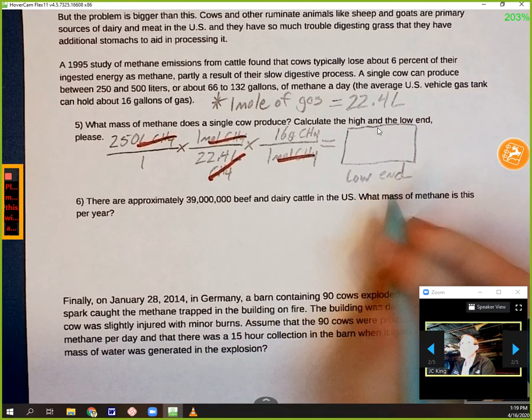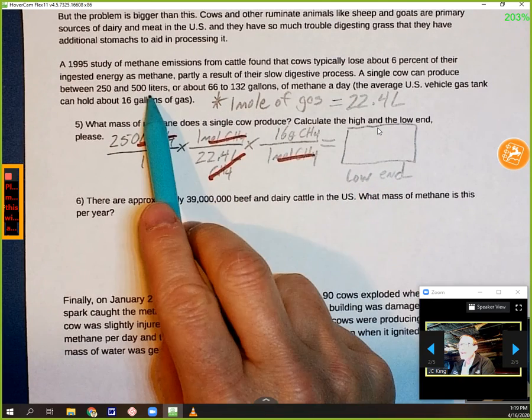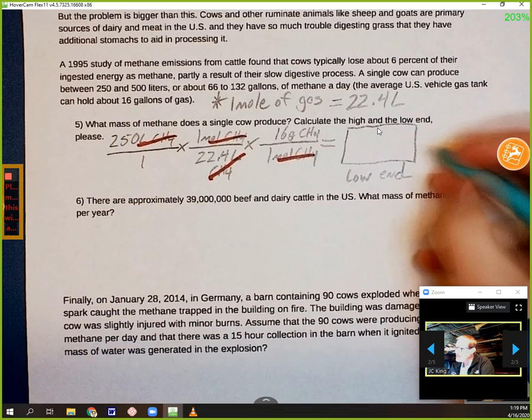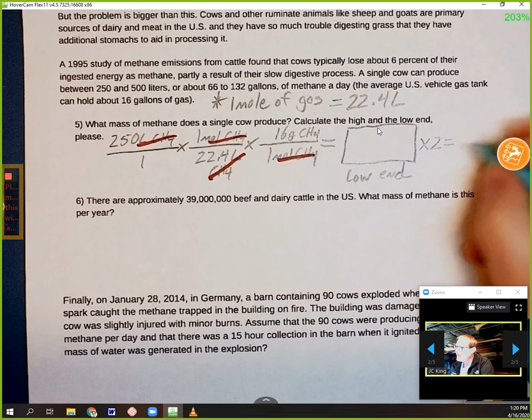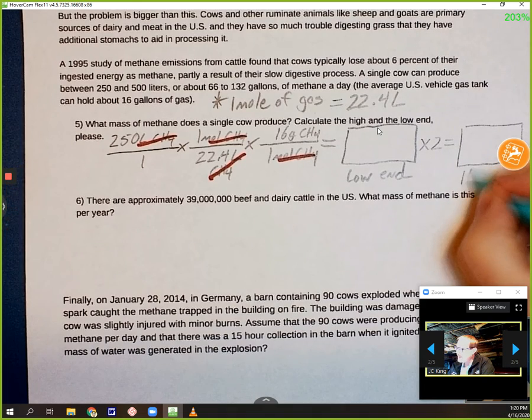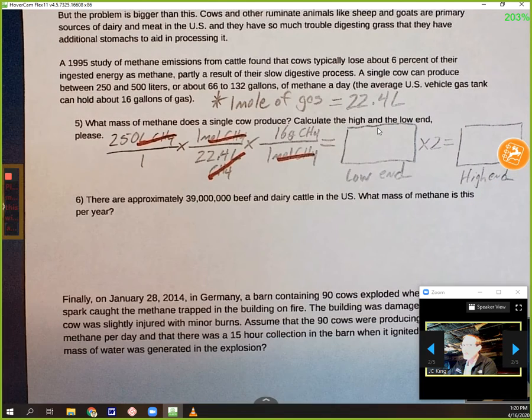It also wants to know what it is on the high end. Well, if the high end is 500 liters, that's twice as much, right? So then you take this times 2 to get the answer for the high end. Easy, right?